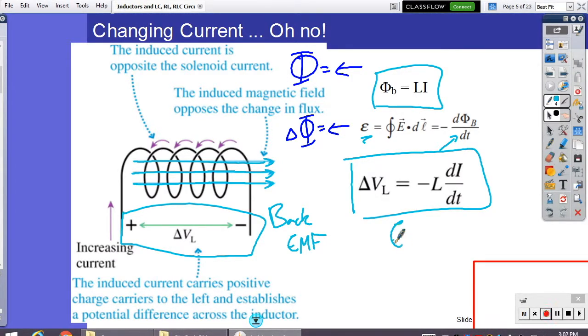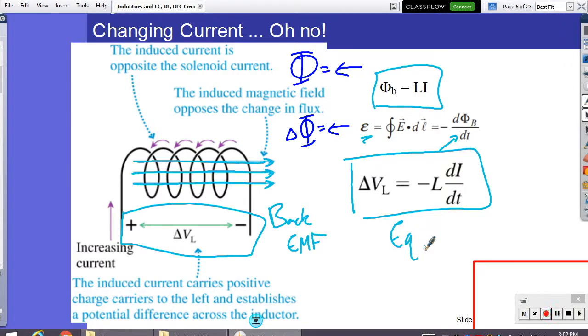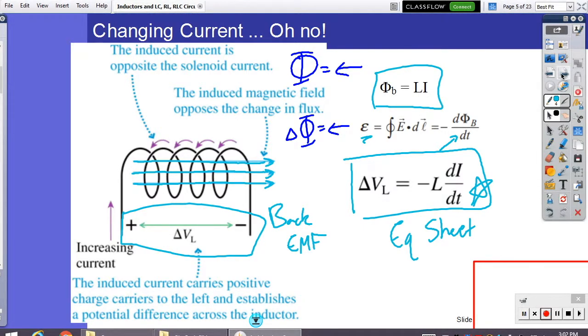So this is a key equation for inductors. This is a key one. That the voltage across them is equal to the negative L times the derivative of current. And it is negative because it tries to fight you. So the faster you try to change a current, the harder and harder the solenoid, the inductor pushes back.